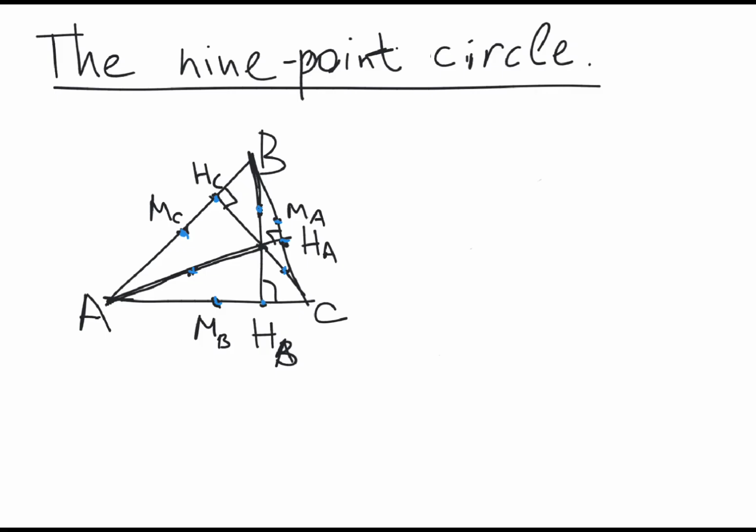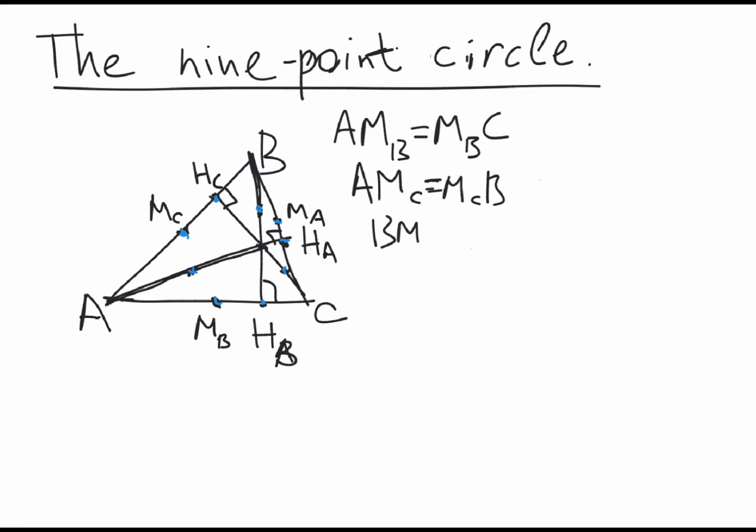The midpoints mean that, like, AMB is equal to MBC, AMC is equal to MCB, and BMA is equal to MAC. Yeah, and then the midpoints of these segments basically.